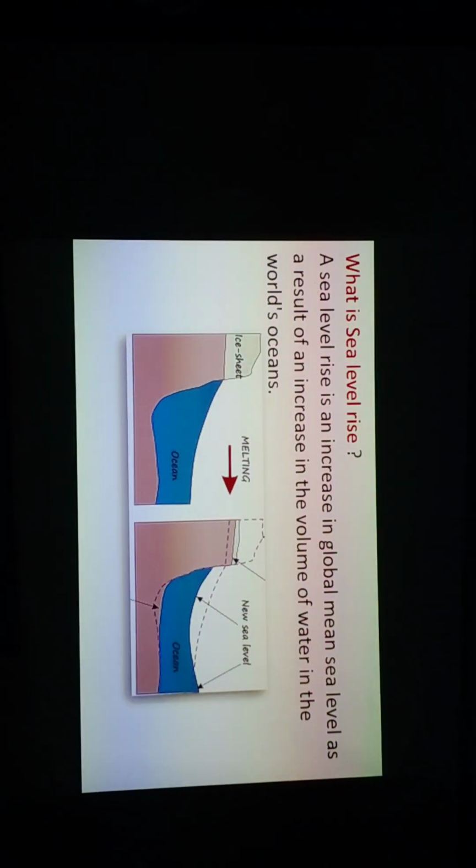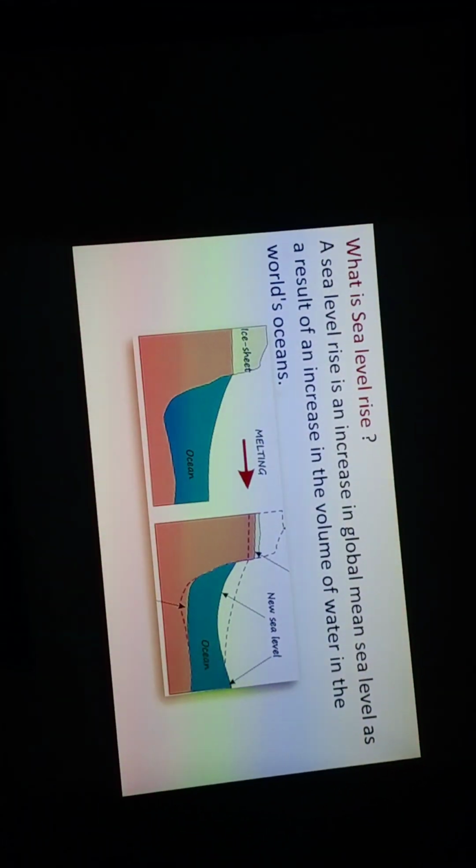Coming to sea level rise, it is the increase in the global mean sea level as a result of an increase in the volume of water in the ocean. As you can see in the picture, when the ice sheet melts, new sea level is created. Looking at the history of sea level rise, during the last glacial maximum, 20,000 years ago, the sea level was approximately 150 meters lower than today, because a vast amount of water was trapped in the ice sheets.